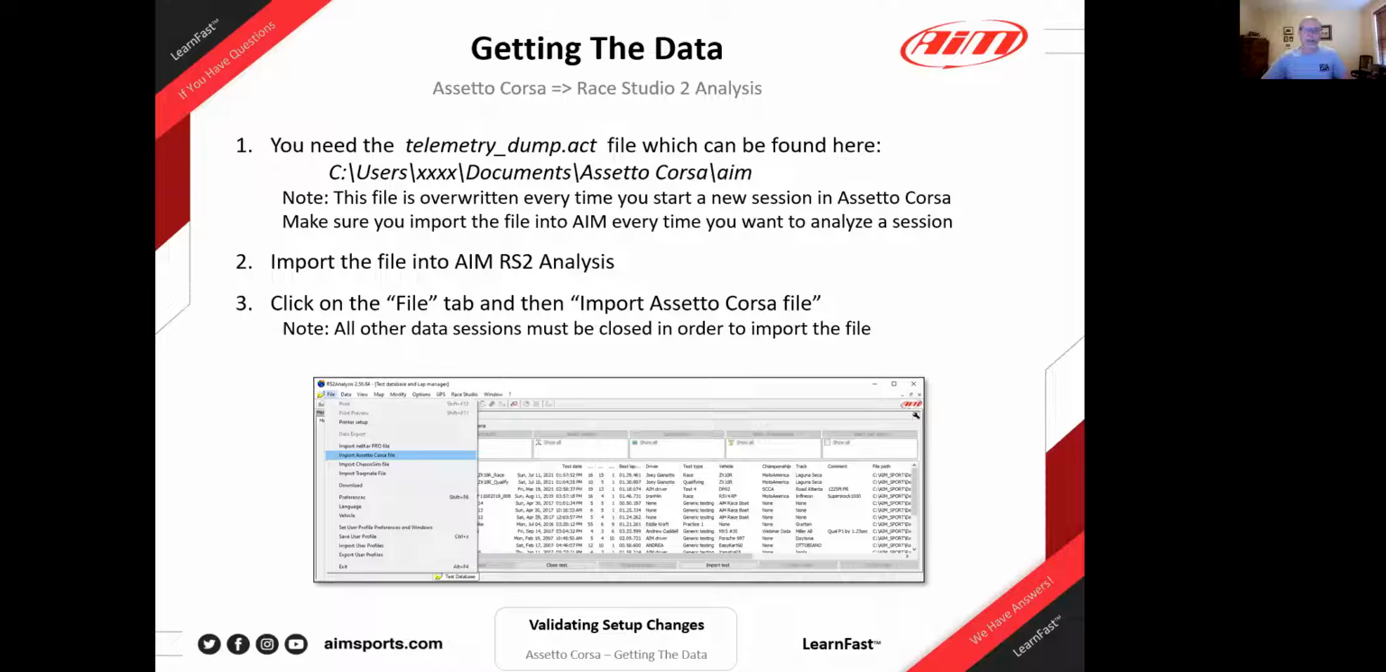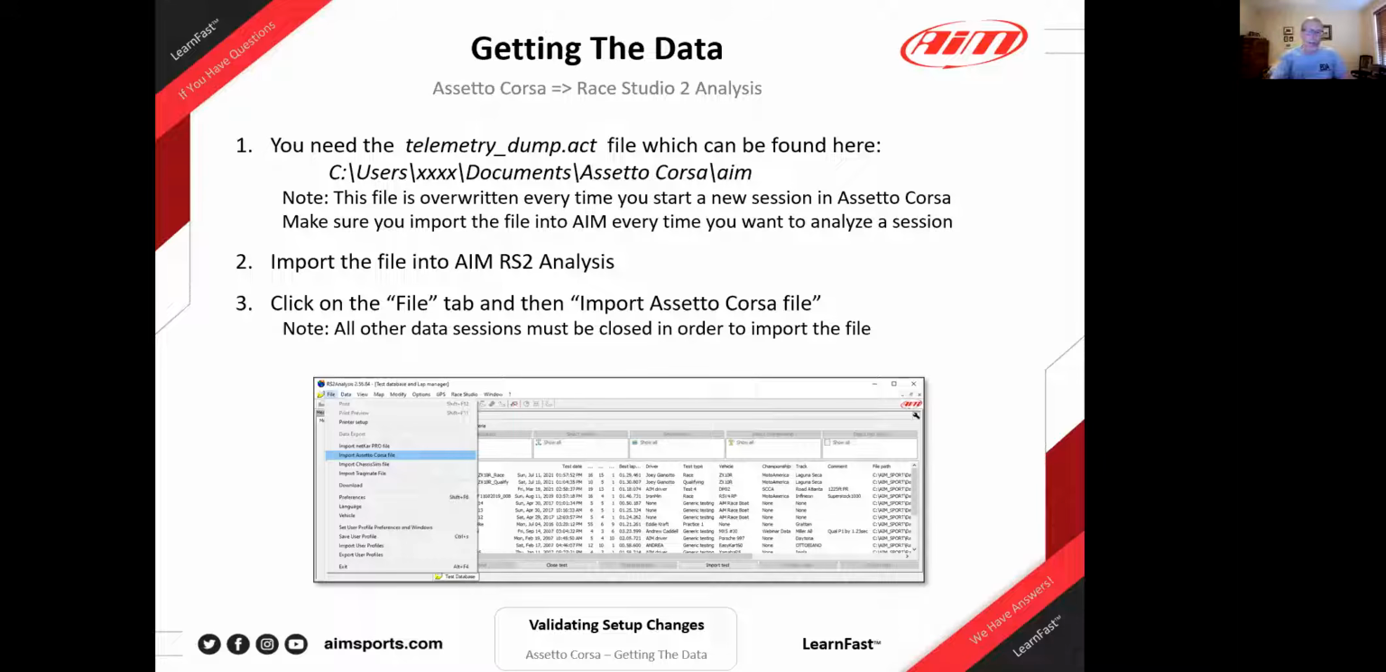In order to get the data into AIM, it's really simple. The first thing you need to do is find this telemetry_dump.act file, and there's a little address there of how you can find it in your documents. That file is overwritten every time you drive in Assetto Corsa. So if you do want to look at data, make sure you do the import that we're going to talk about here into RS2 Analysis before driving again. If you keep driving, then you'll have everything in one, and that's fine too. I personally like to have them separated, especially if I'm making setup changes though.